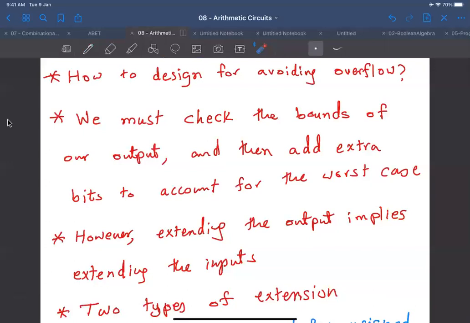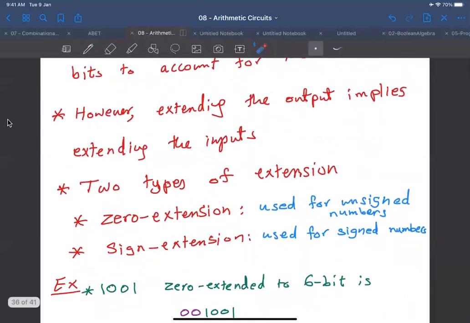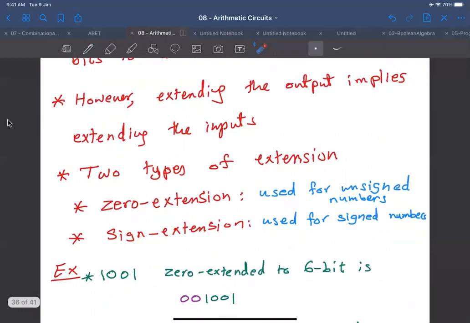When you extend the result, you also have to extend the input to the same size. Otherwise, this is not possible. For extension, we have two types: zero extension and sign extension. Zero extension is used for unsigned numbers, and sign extension is used for signed numbers.